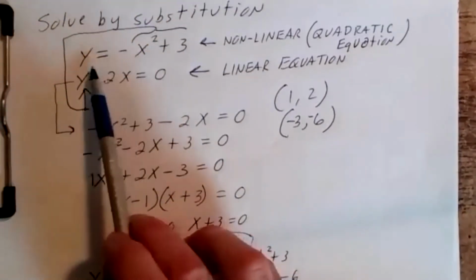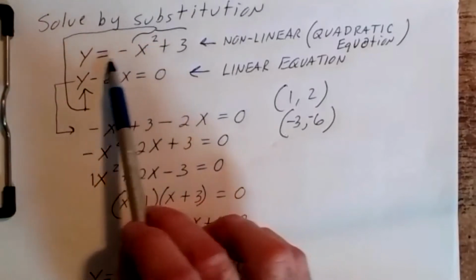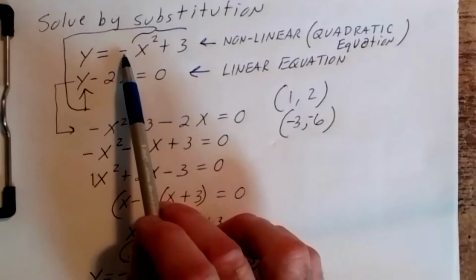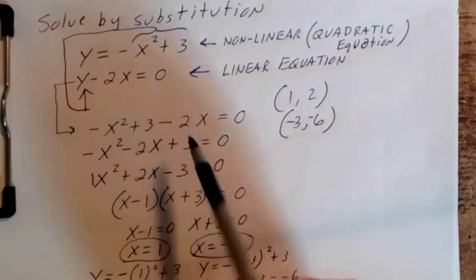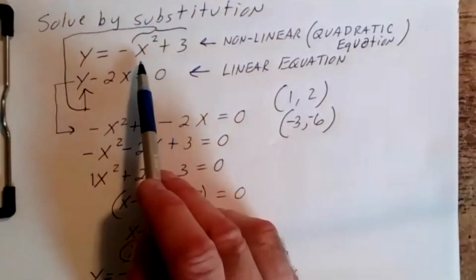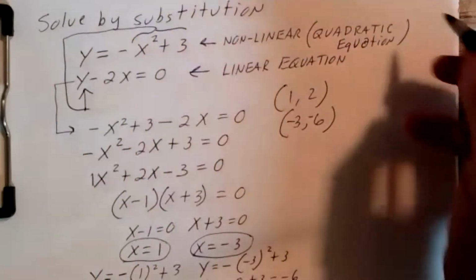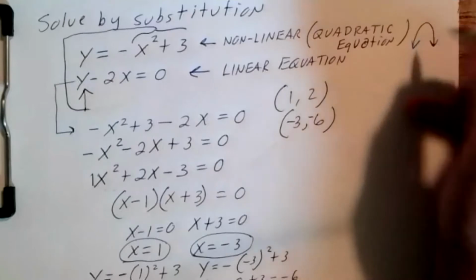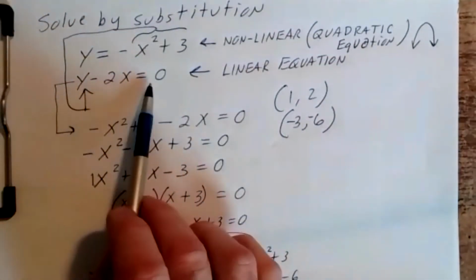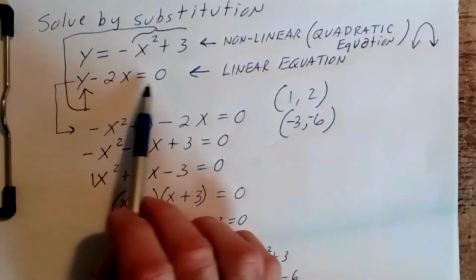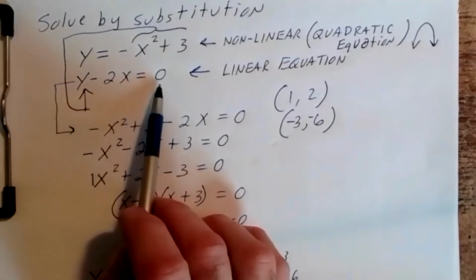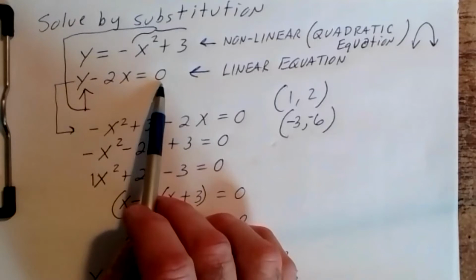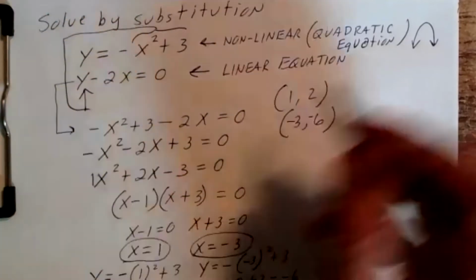All right. This first equation is a quadratic equation, and it will generate a parabolic graph that opens downwards because we have a negative preceding the x squared term. Furthermore, its vertex point is going to be at (0, 3). So when we graph this first equation, it will be a parabola that opens downwards. The second equation is a linear equation. And if you put this in slope-intercept form by adding 2x to both sides, you get y equals 2x. So this will be a line with a slope of 2 and a y-intercept of 0.